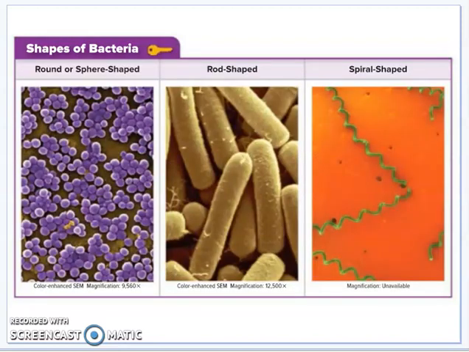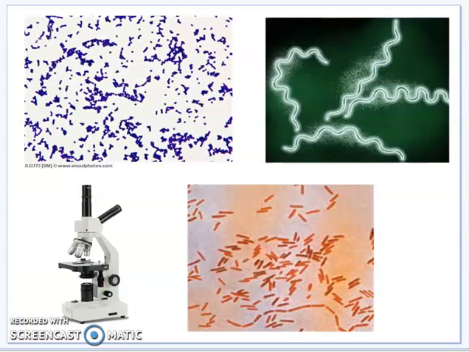Bacteria come in 3 basic shapes. They can be round or spherical, they can be rod-shaped, or they can be spiral-shaped. The only way that you can see bacteria is through the use of a microscope. These are examples of how bacteria look through a microscope.